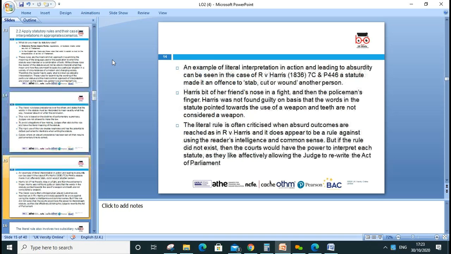Any question? No. Okay, there are a good few case laws, R versus Harris. The statute made it an offence to cut or wound another person.